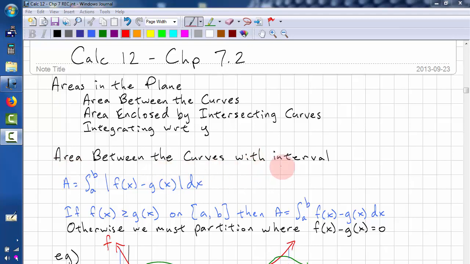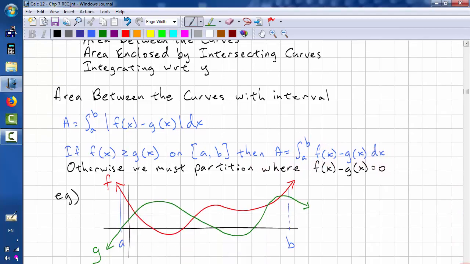The area between the curves over an interval is defined as area equals the integral from a to b of the absolute value of f of x minus g of x, integrated with respect to x. If f of x is greater than or equal to g of x on a to b, then the area is just the integral from a to b of f of x minus g of x dx. If that's not the case, we must partition wherever f of x minus g of x equals 0, so we're looking for zeros, or we can look at f of x equals g of x, and we're looking for intersections.